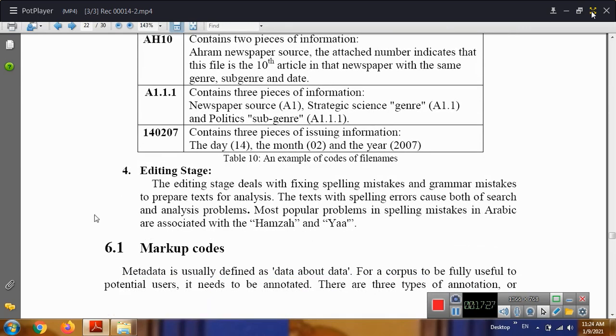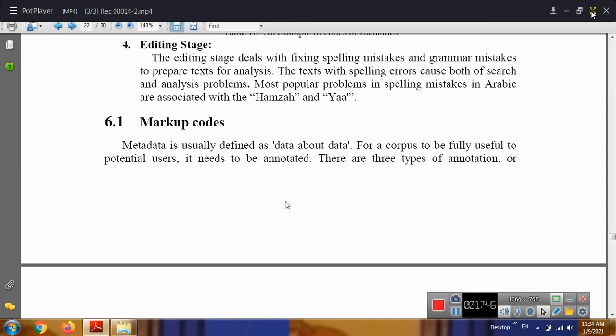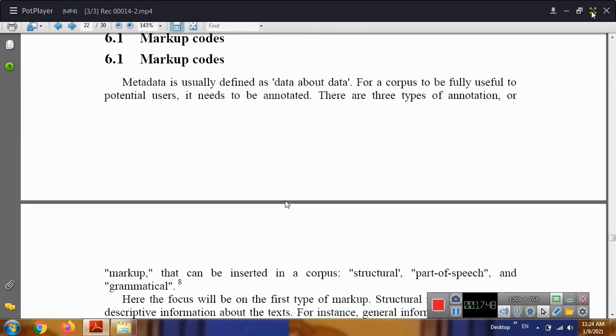Editing stage. The editing stage deals with fixing spelling mistakes and grammar mistakes to prepare text for analysis. Text with spelling errors causes both research and analysis problems. The most common spelling mistakes in Arabic are associated with the hamza or ya. Markup codes.